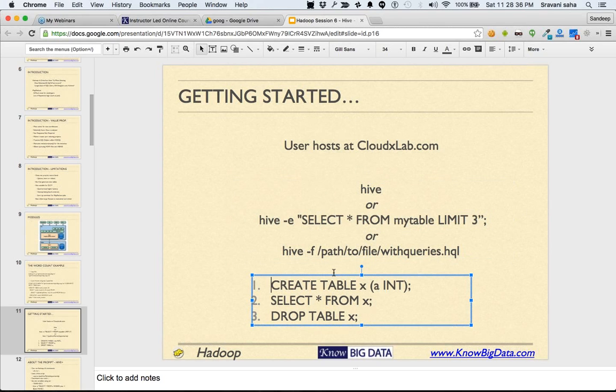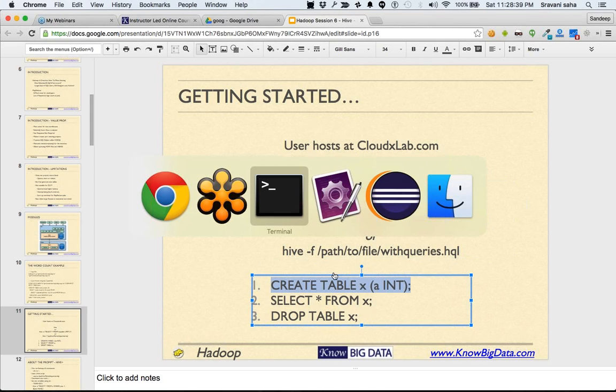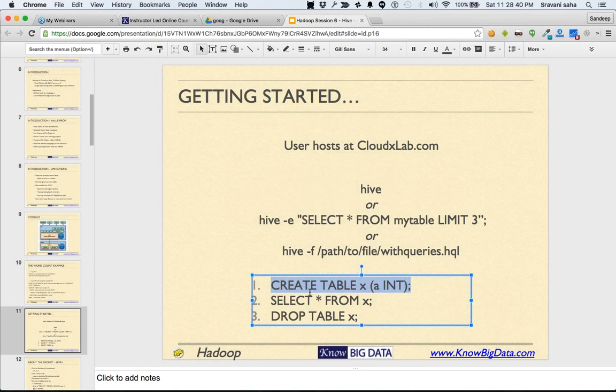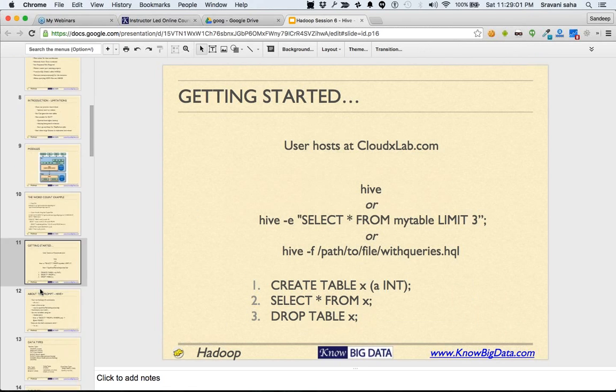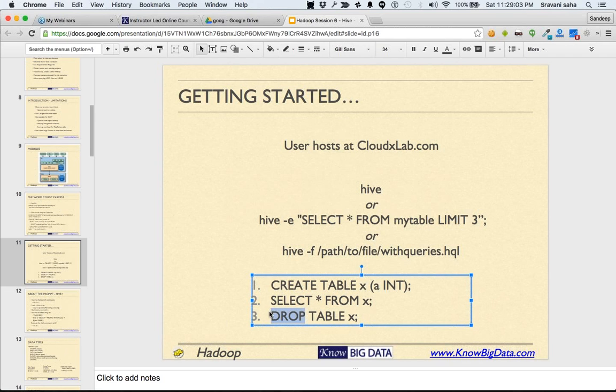The quickest, easiest table which we could create is create table x (a int). This will create a table called x with a column called a, of data type int, and then we can select from this table and drop this table. That's all. That's probably the simplest way of querying the data.